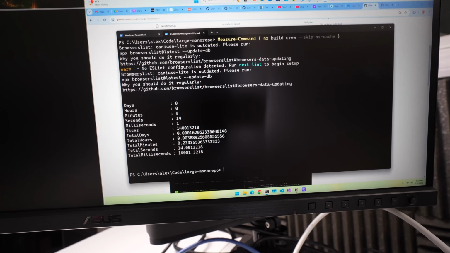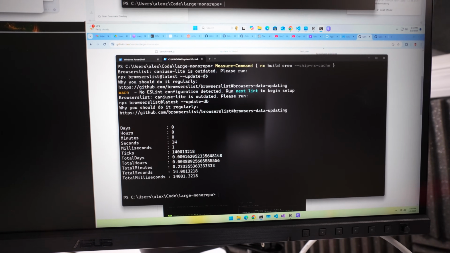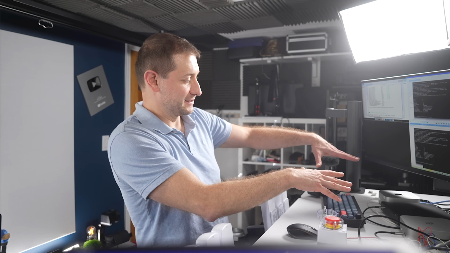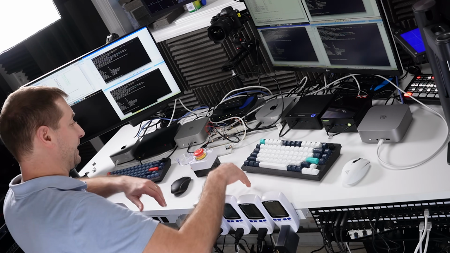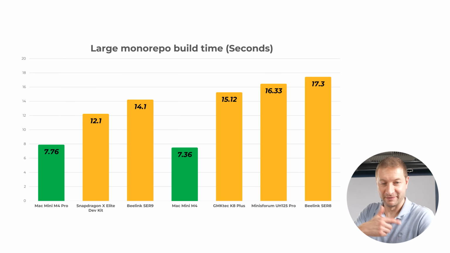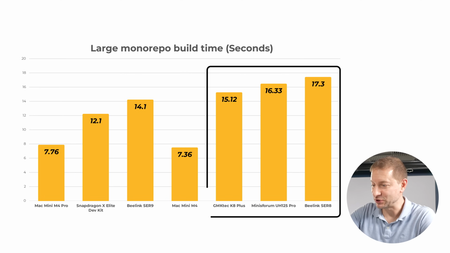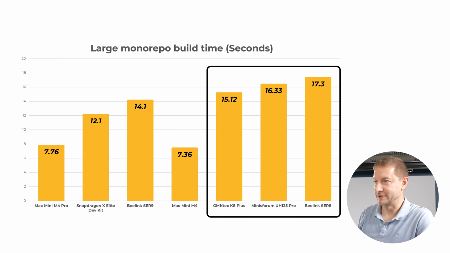Then the Beelink SER9. We've got the most expensive machines, of course, being the fastest, except for the M4 Mac Mini, which is just as fast as the M4 Pro in this case, but it's not expensive. And then the cheaper machines, the $500 range machines, are all over 16 seconds. Well, this one is 15 seconds for the GMK Tech. The Beelink is 17 seconds, and the Minisforum is 16 seconds.